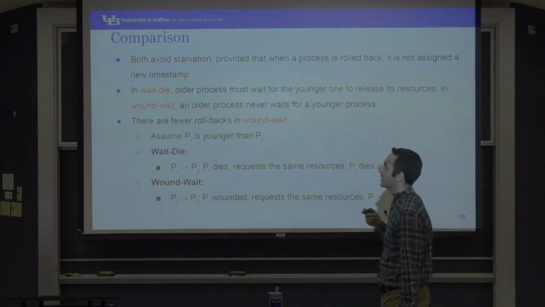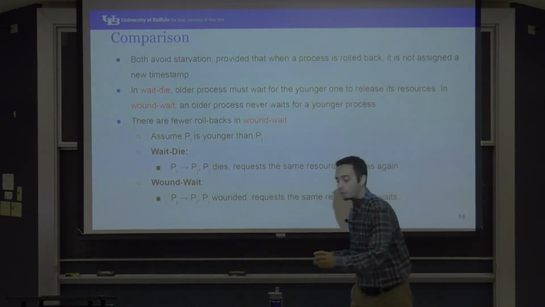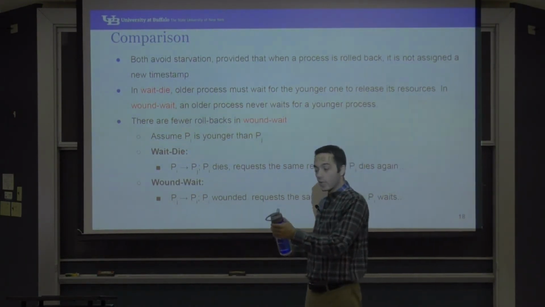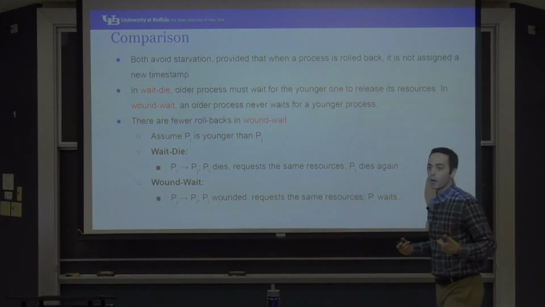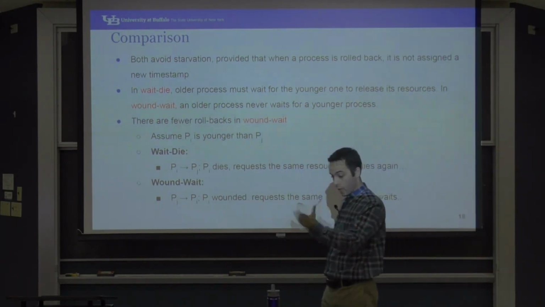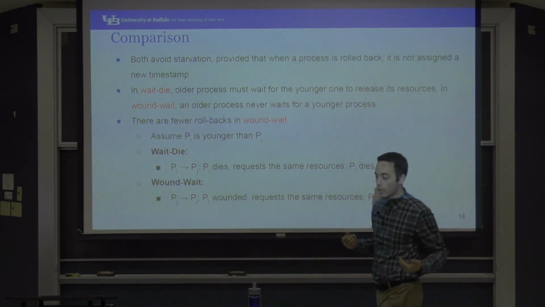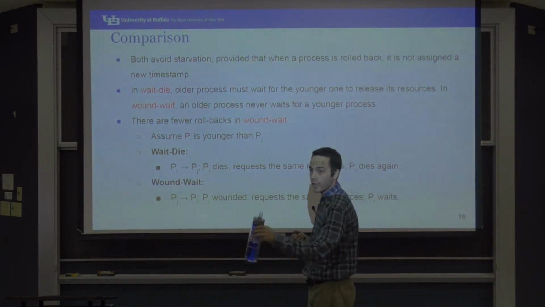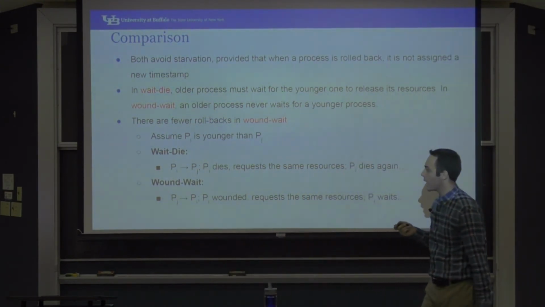And the reason is, in wait-die, when a process is young and wants to obtain this resource, because it's young, it cannot obtain it, and it rolls back. Now, the problem is, once it rolls back and restarts, it wants to obtain it again. It's still young, so it rolls back again. Then it wants to obtain it again, it's young, and it rolls back again, right? But in the case of wound-wait, that doesn't happen.